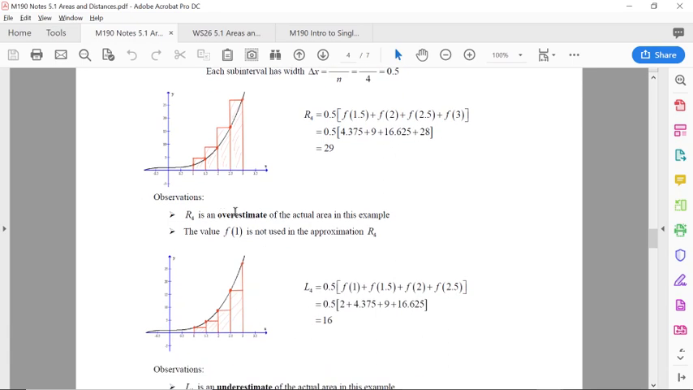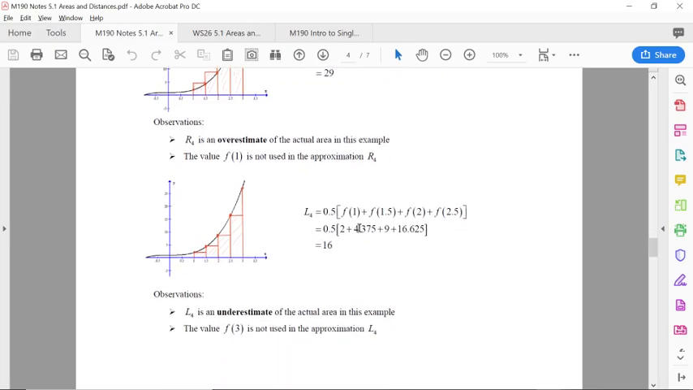And I mentioned here also that this point right over here at f of 1, the leftmost one, was not used in this approximation. All right, if you want to do L4, the left endpoint with 4 rectangles, we are still doing a uniform partition, so 0.5 is still the width of each one of those rectangles. And what are the heights of the associated rectangles by left endpoint? We choose the left edge of each subinterval as our star values.